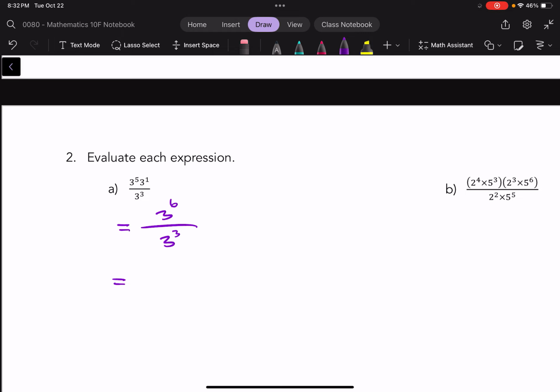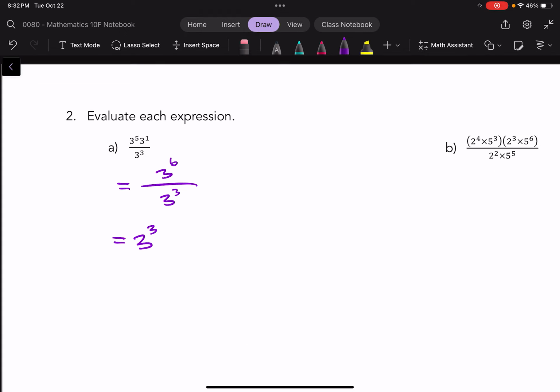Now I've got 3 to the power of 6 divided by 3 to the power of 3. That's a quotient of powers. So I'm going to keep that base, subtract the exponent. 6 minus 3 is 3. And now I'm just dealing with a single power, not a product and quotient of powers, just one little power to evaluate. And we can get 3 to the power of 3.